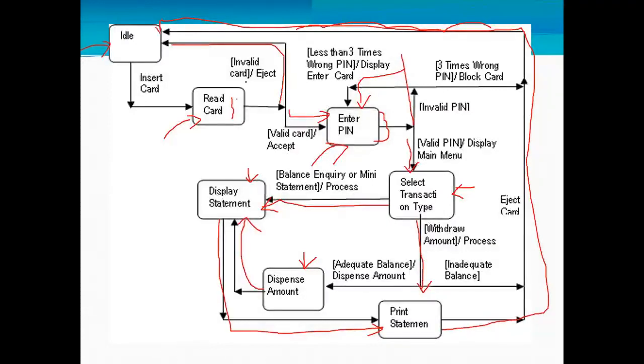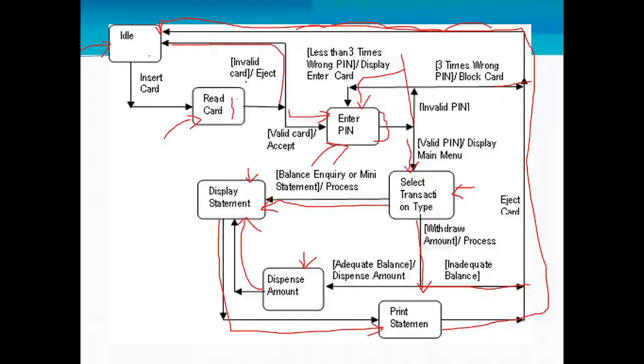See, you can see here the state. After withdrawal amount, after balance inquiry, and after card is blocked, all these three arrows are shown to the idle state. That means once more it is going to ask you to insert the card. So if anything invalid is performed here, it is going to ask you to perform that task once more.